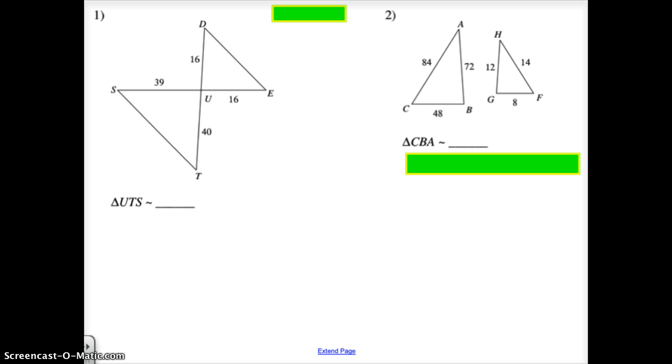Can you determine similarity based on the information you see here? If you can, what triangle is similar to the other?